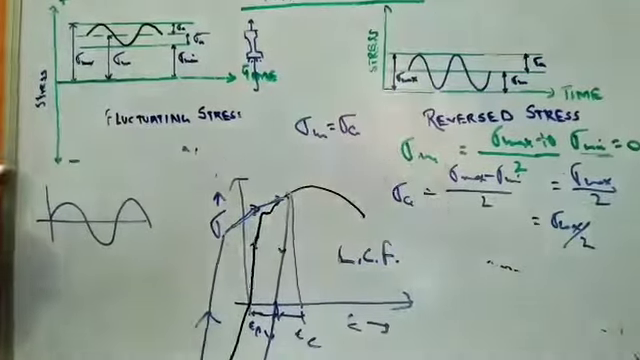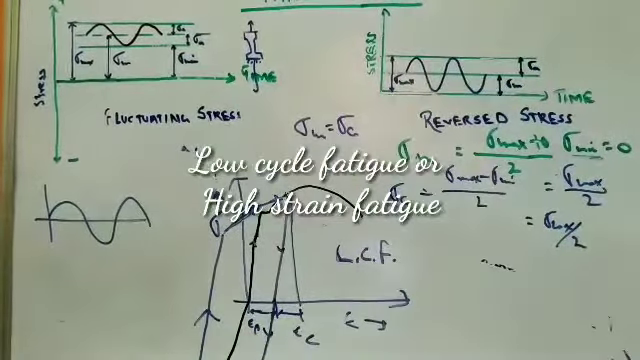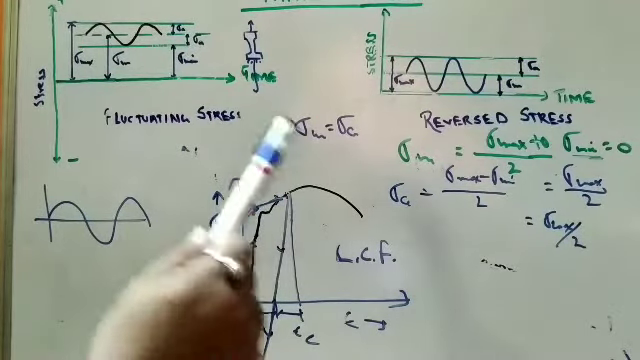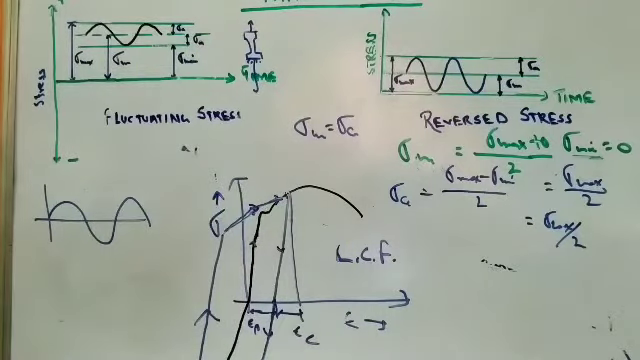This is called LCF, or low cycle fatigue, or it could be called a high strain fatigue. Now this is the most dangerous condition, because the material is crossing the yield stress as well as performing a repeated cyclic load.